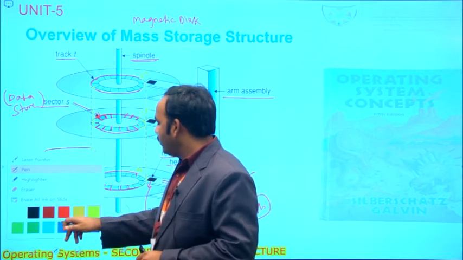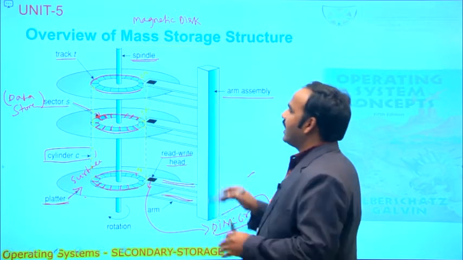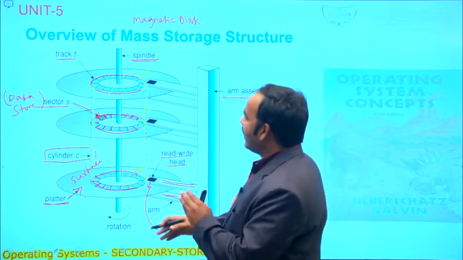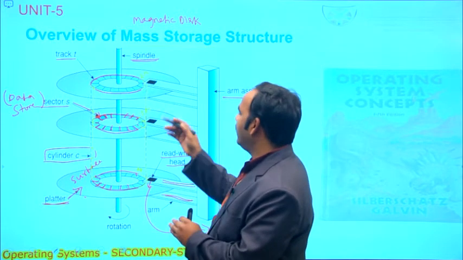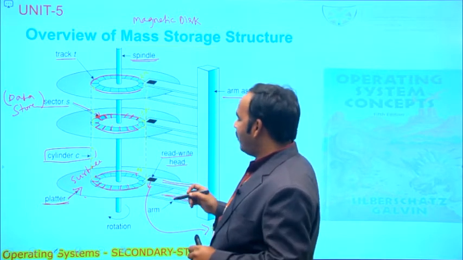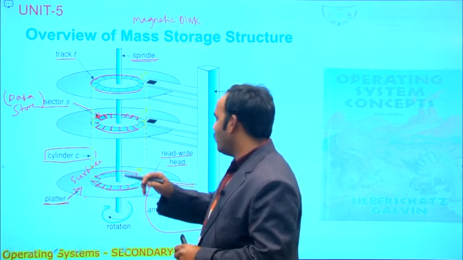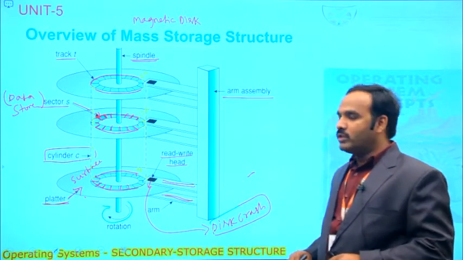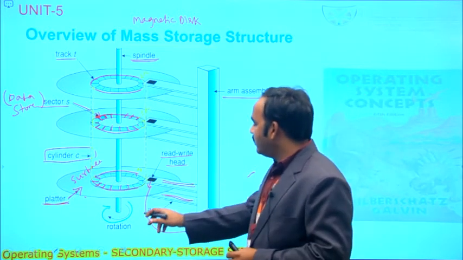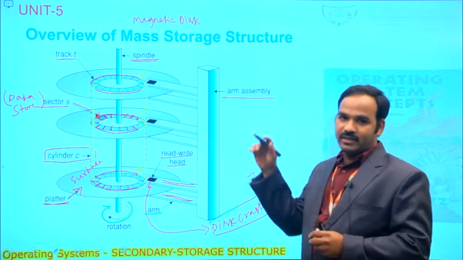Okay, this is the actual structure. So what is a spindle? A spindle is one connected component. It is used to tightly connect all the platters. This spindle is rotated in a round motion using a motor. Similarly, this arm is moved only in the horizontal direction.